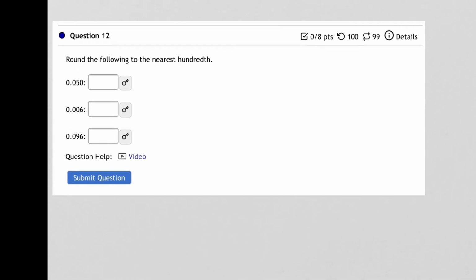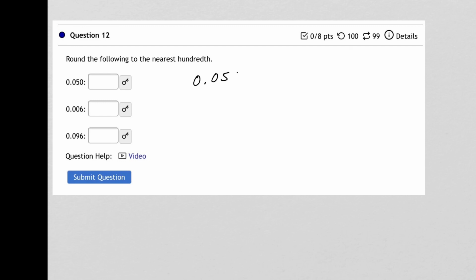Okay, and then this problem was just a rounding problem, right? Let's say, round the following to the nearest hundredth, okay? So in this first case, right, the hundredths place is going to be the 5. I look to the right, since it's 0, which is less than 5, that 5 stays a 5, and everything else drops off, right? So this is going to be equal to 0.05.